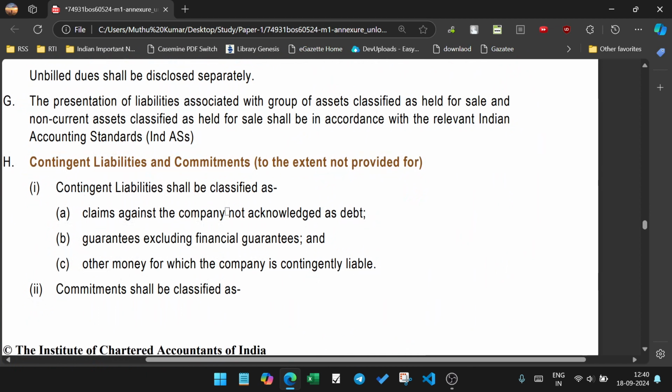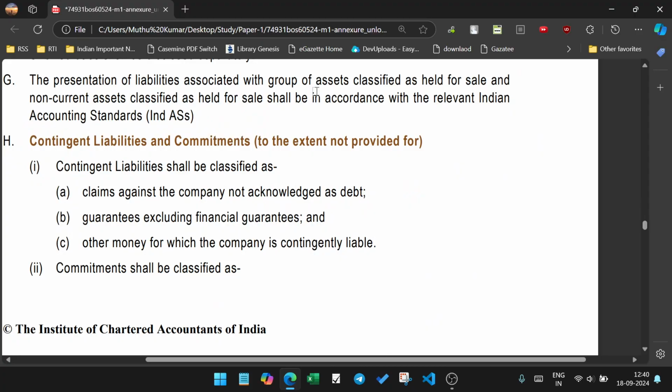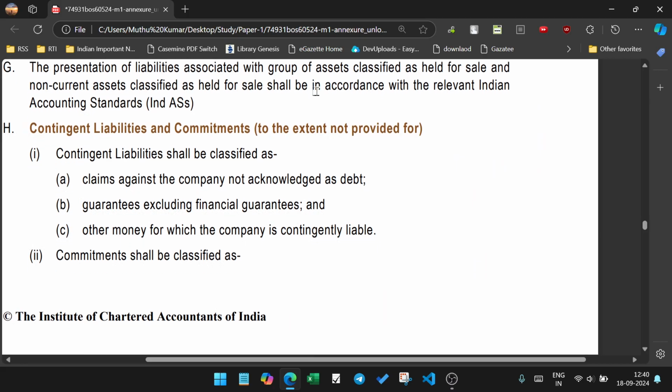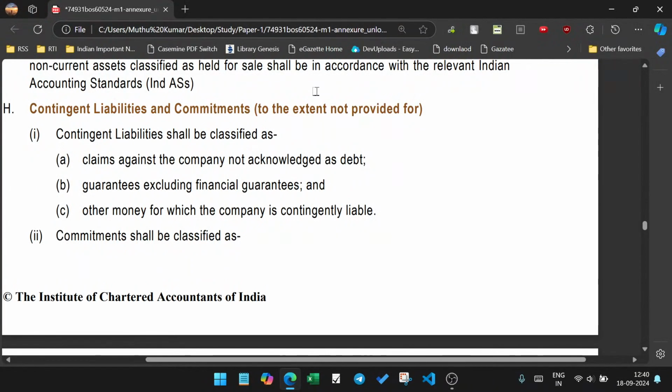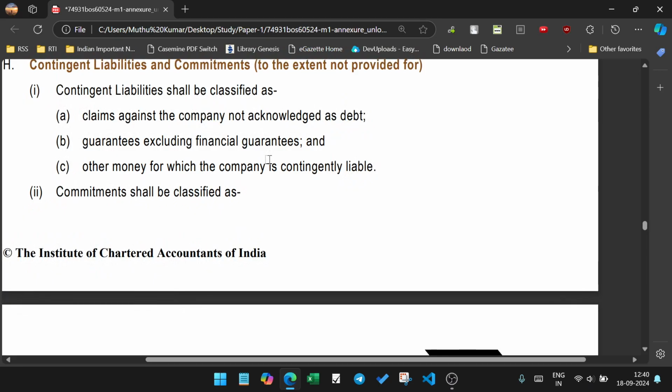The liabilities associated with a group of assets classified as held for sale, and non-current assets classified as held for sale, shall be in accordance with the relevant Indian Accounting Standard. Contingent liabilities and commitments, to the extent not provided for. Contingent liabilities shall be classified as claims against the company not acknowledged as debts, guarantees excluding financial guarantees, and other money for which the company is contingently liable.